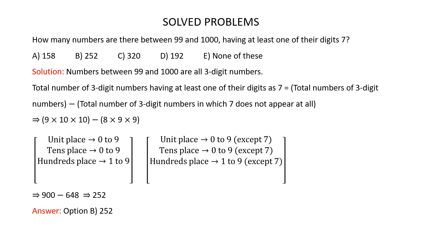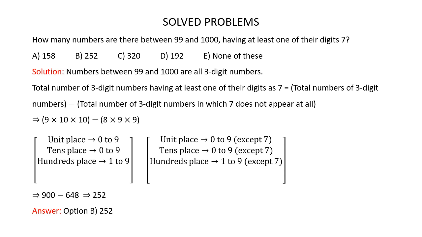So the total number of 3-digit numbers is equal to 9 multiplied by 10 multiplied by 10. Now let's find out the total number of 3-digit numbers in which 7 does not appear at all. Now for the unit place, there are 9 choices. That is any of the 9 digits from 0 to 9 excepting 7. So the unit place can be filled in 9 ways.